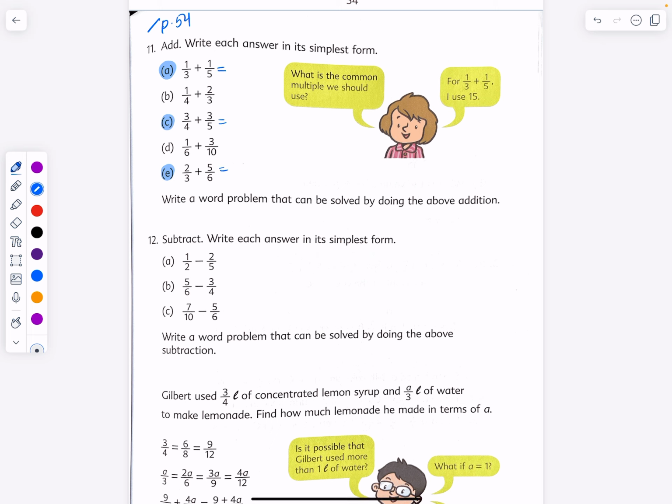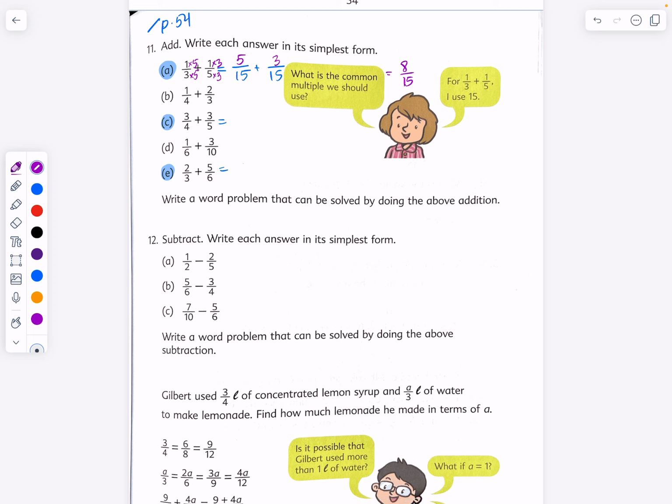1/3 and 1/5 together. Well, what is the LCM of 3 and 5? It is 15. So what needs to be done to 1/3? Well, we need to multiply the numerator and denominator by 5. What needs to be done to 1/5? We need to triple the number of parts, and 5 15ths and 3 15ths together make 8 out of 15 equal parts. Example C, 3/4 and 3/5.